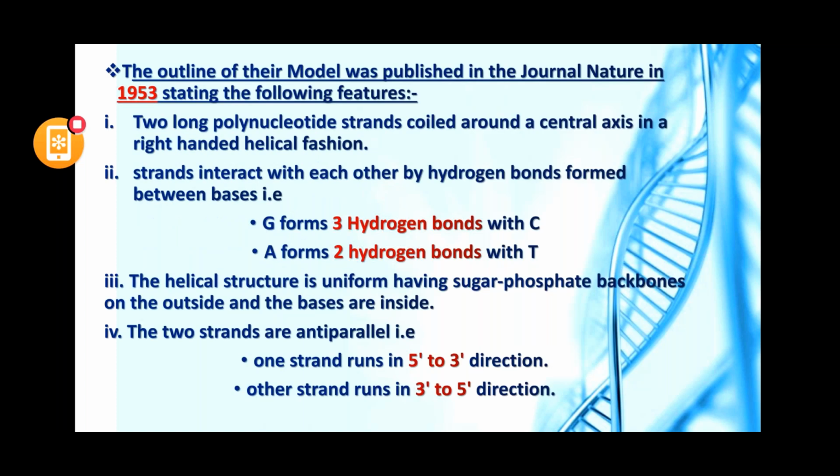So now, they outlined all the information from Rosalind Franklin's X-ray diffraction data, and then outlined the model features in the journal Nature in 1953 and stated the following features. The two long polynucleotide strands are coiled around a central axis in a right-handed helical fashion.